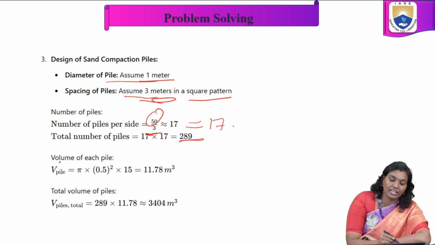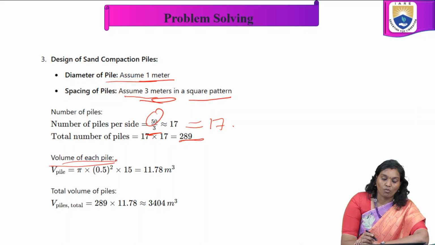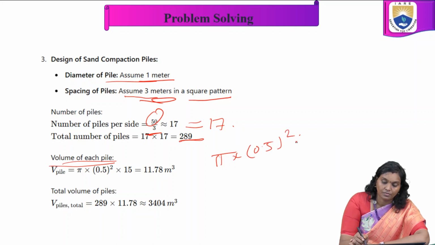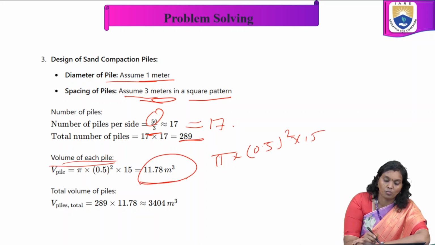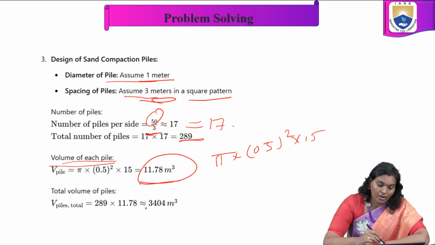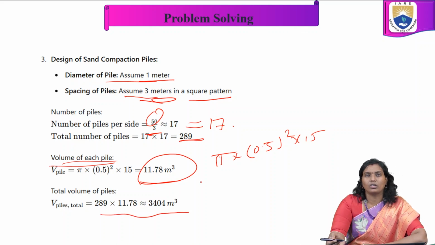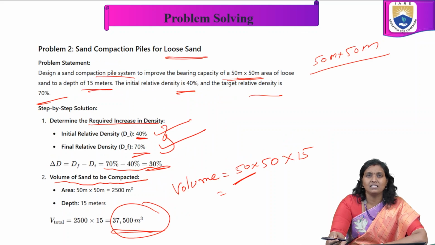Now the volume of each pile. The volume of each pile is equal to, so we already assumed these things, so this is the volume of each pile. According to that we are finding the total volume of the piles. Like this we are going to understand these compaction piles for loose sand.